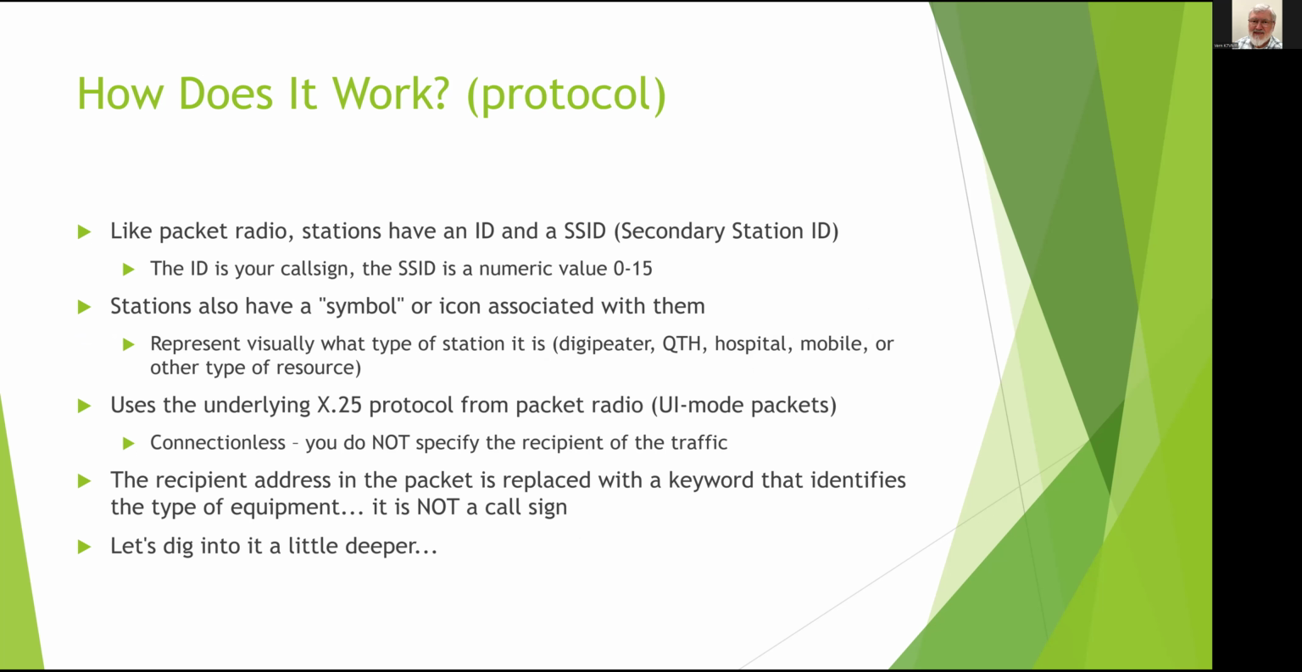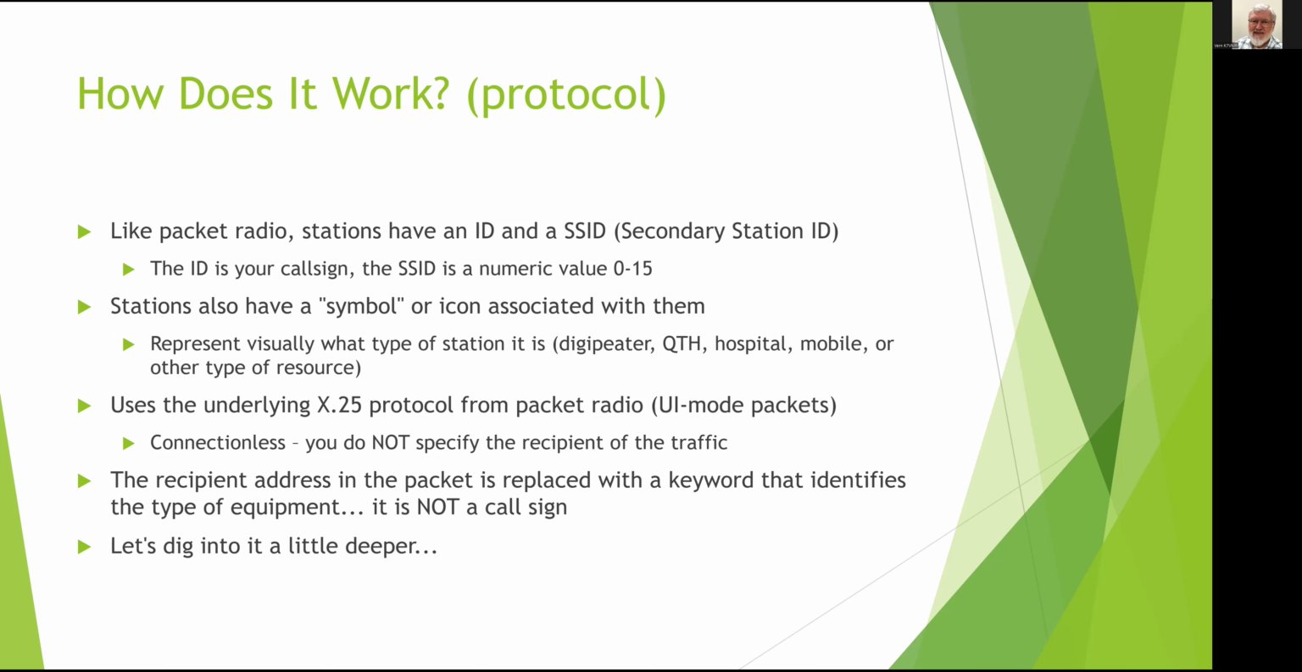So how does it work? Like packet radio, stations have an ID and an SSID. The ID is your call sign. The SSID is a numeric value from 0 to 15, which encodes into 3 bits, interestingly enough. Stations also have a symbol or icon associated with them that can represent visually what type of station it is. Maybe it's a symbol for a digipeater, for a hospital, a mobile radio, like a vehicle or something like that.